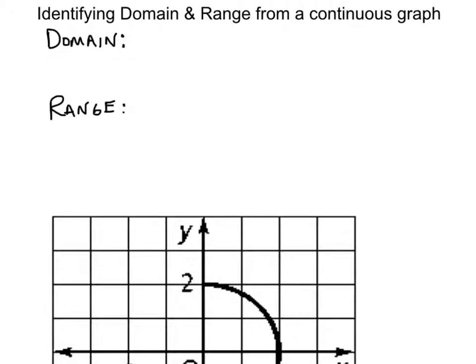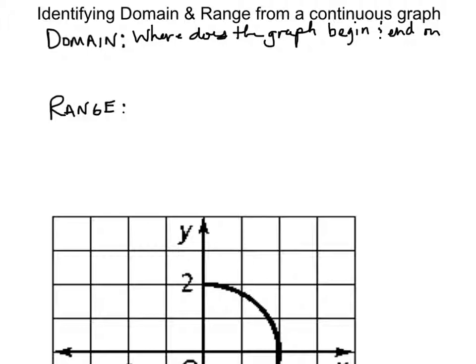As we identify the domain, for the most part it's pretty simple in terms of how to identify it. Where does the graph begin and end on the x-axis? That's essentially how you're going to identify this.